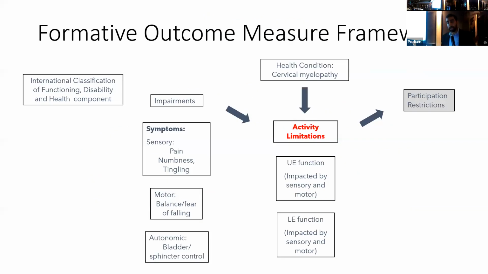So we adopted the International Classification of Functioning, Disability, and Health component conceptual framework for this project. And what that suggests is to break down disease entity into symptoms that relate to activity limitations. Within the symptom category, we identified sensory, motor, autonomic symptoms, and within the activity limitations from patients, really things came down to upper extremity function and lower extremity function.